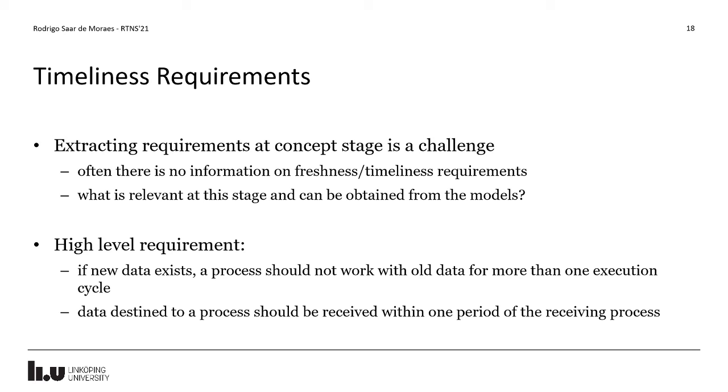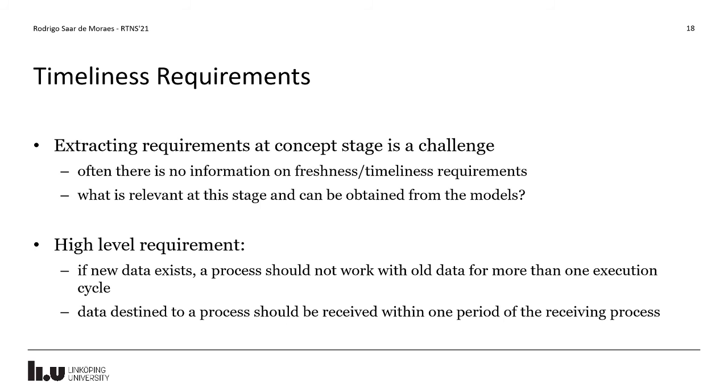So, which are these timeliness requirements? The problem here is that extracting requirements at concept stage is a challenge because often there's no information on freshness or timeliness requirements at this point in the development process. So it brings us the question of what is relevant at this stage and what can be obtained from the model and the information we have at hand at this point. That leads us to the definition of one high-level requirement. If new data exists, a process should not work with old data for more than one execution cycle, which implies that data destined to a process should be received within one period of the receiving process. And this requirement can actually be extracted or derived from the models we have and the amount of information we have at this point.